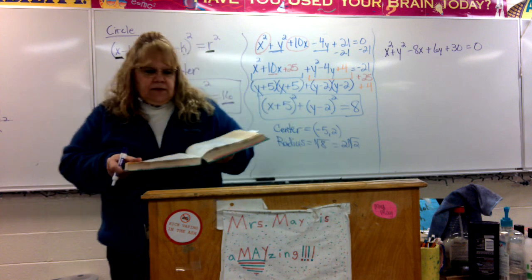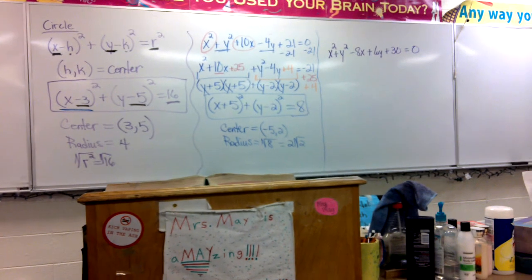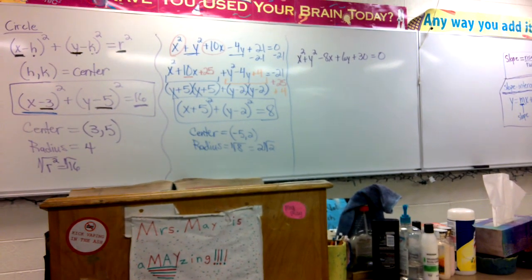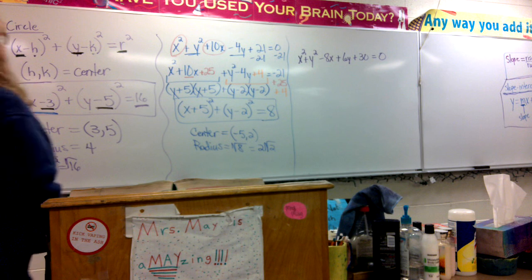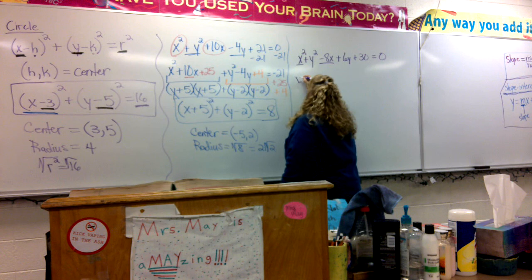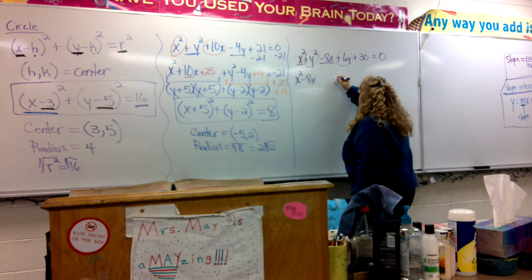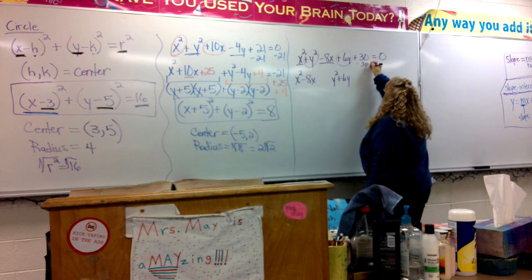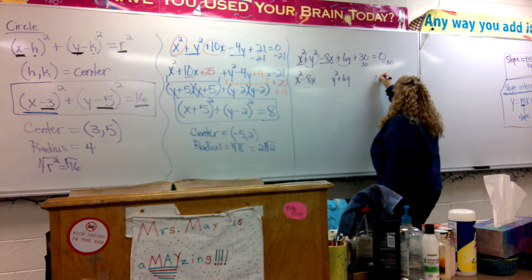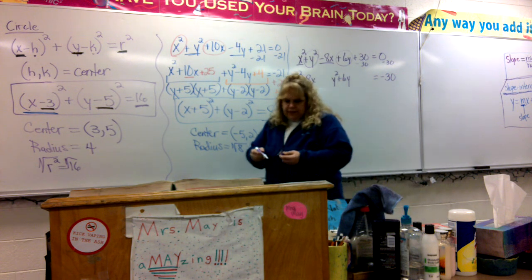So first step, get the 30 over, and get the x stuff together. Here I've got x squared minus 8x, and then leave a space. And then I've got y squared plus 6y. And then we're going to minus 30. Right? And then we're just going to complete the square.